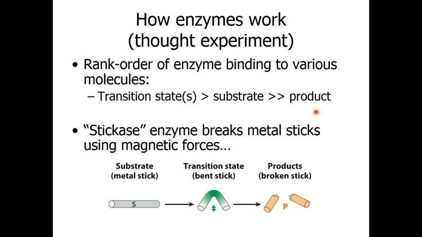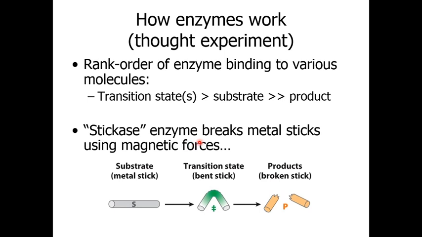Let us imagine that we have an enzyme called a stickase. A stickase is the name of the enzyme, and ASE at the end always means an enzyme. A stickase, as the name suggests, breaks a metal stick. So metal stick S is the substrate, and once it breaks, the products are P. You could call them P1 and P2, doesn't matter.